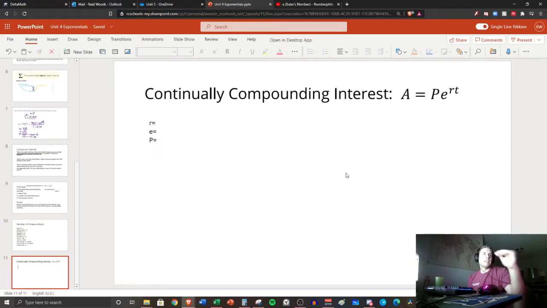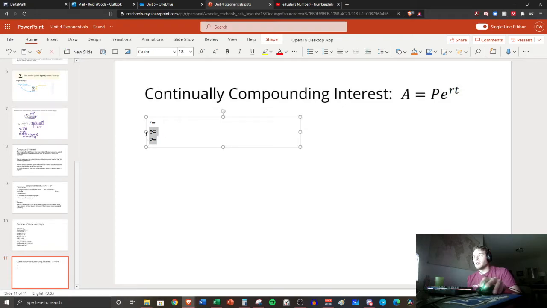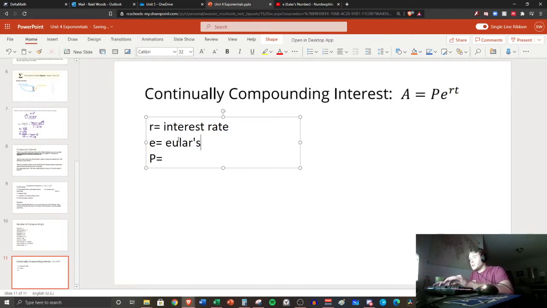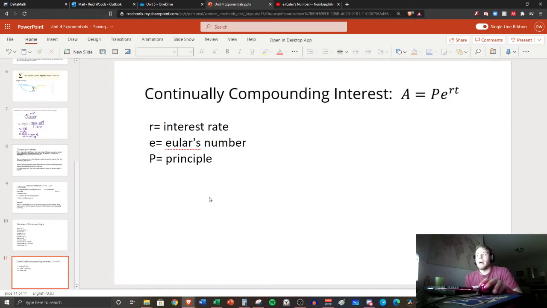So in your notes, draw a line, and then we have what's called continually compounding interest. You have this formula here, it's called PERT. That's how we'll describe it, PERT. And so it's A equals P times E to the RT. R is still your interest rate. E is Euler's number, which he has already described, he gave you the number, it's an irrational number. And then P is, of course, your principal.